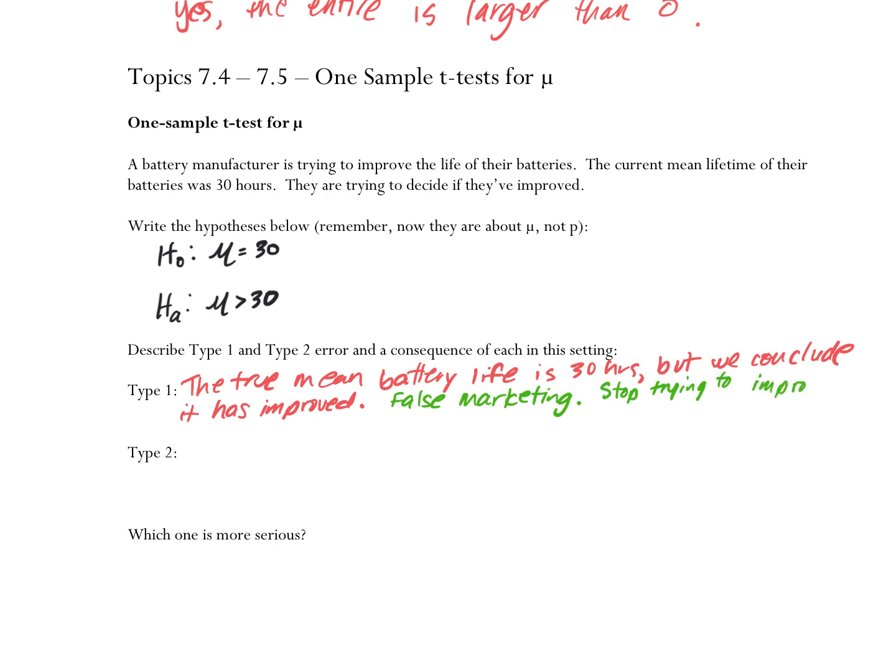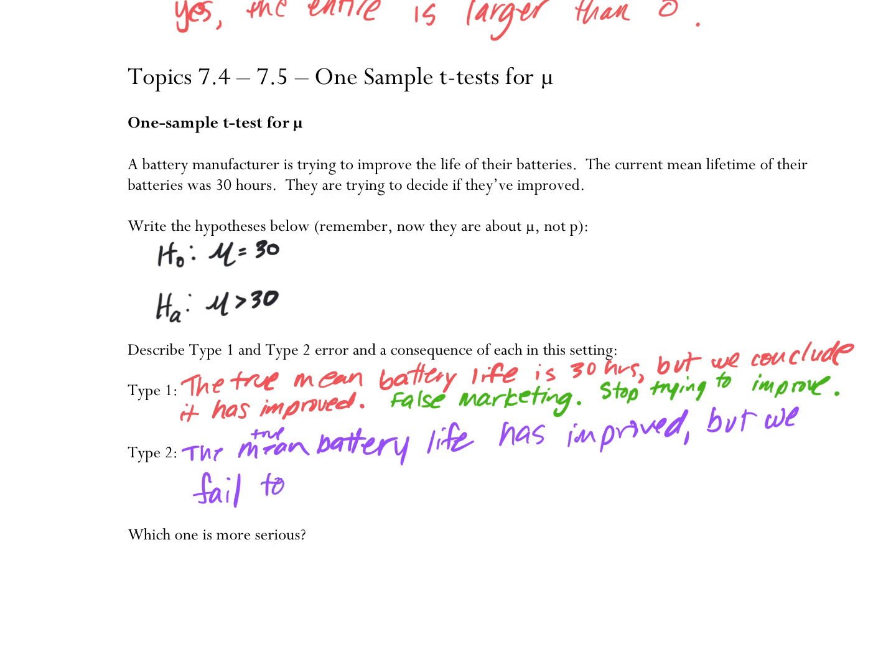All right. What's a type 2 error in this setting then? It does improve, but it concludes that it doesn't improve. The true mean battery life has improved, but we fail to reach that conclusion. And what's the consequence of that? What's the company going to do? They're just going to keep trying to improve, yeah?